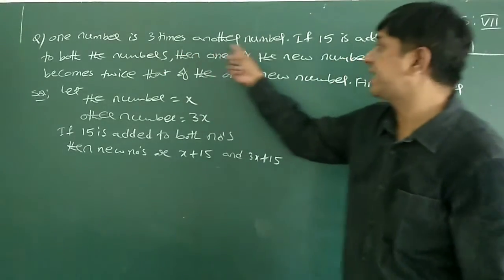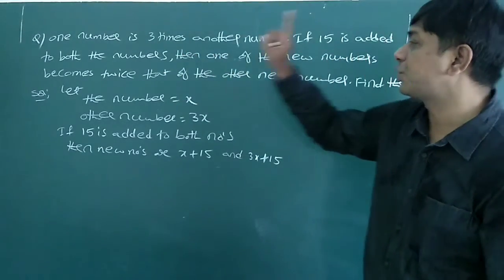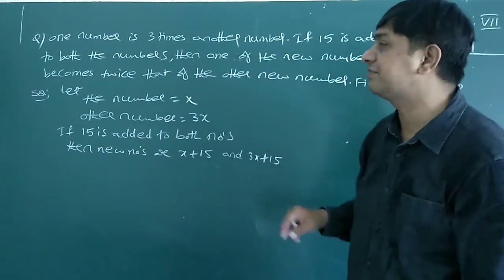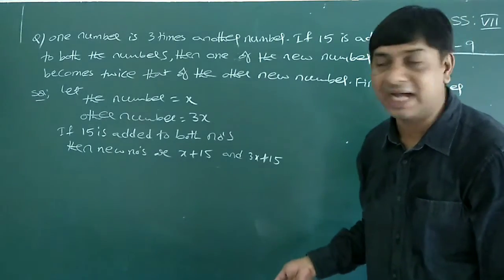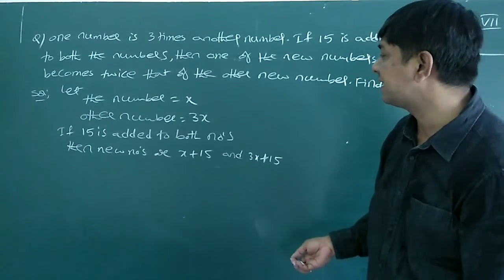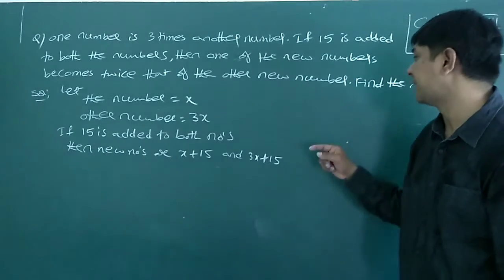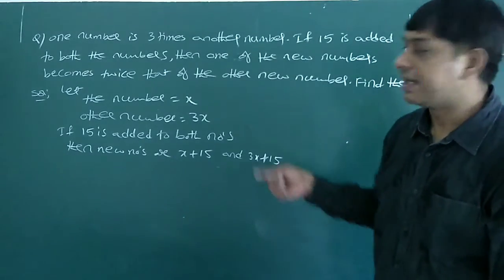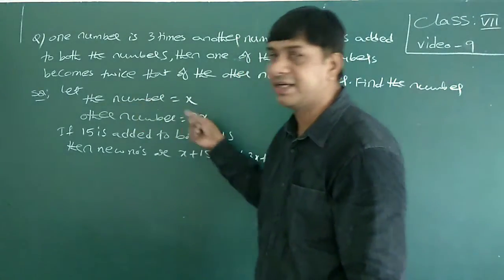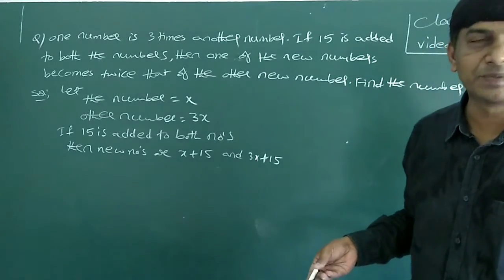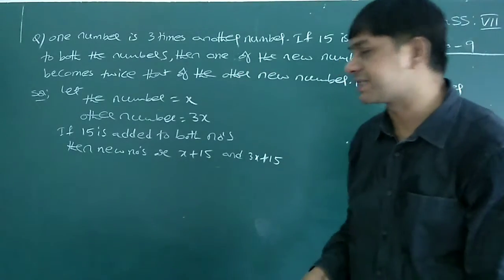Here, one number is 3 times another number. If 15 is added to both numbers, then one of the numbers becomes twice that of the other new number. Find the numbers. Let us assume that the number is equal to x.